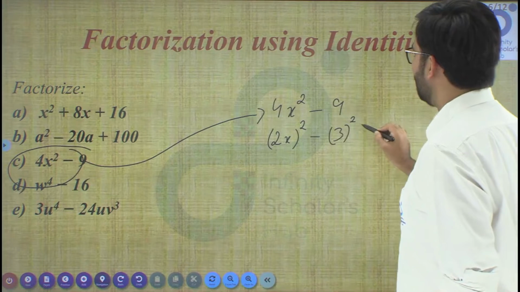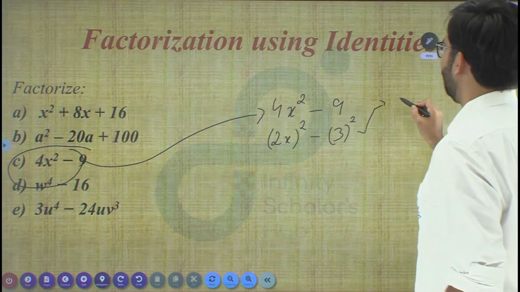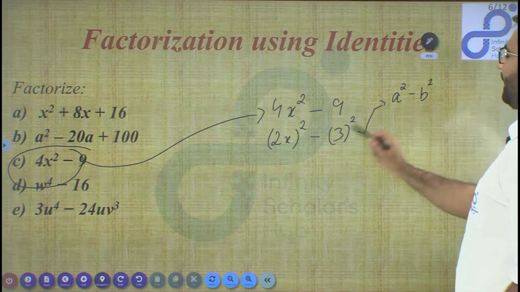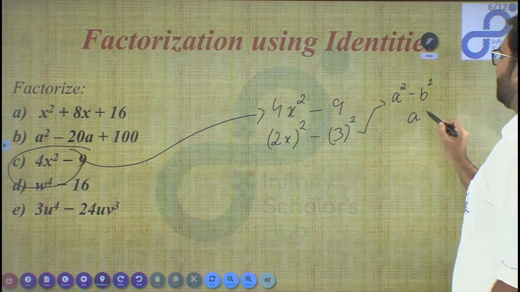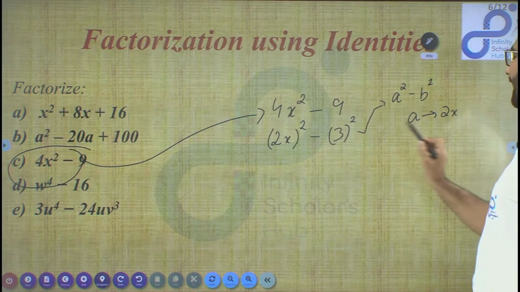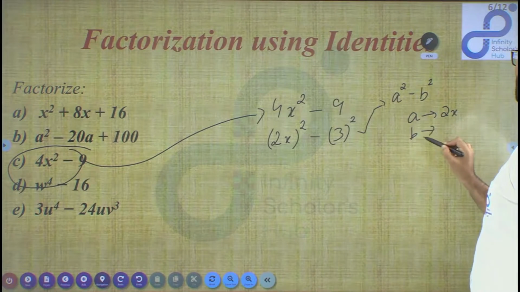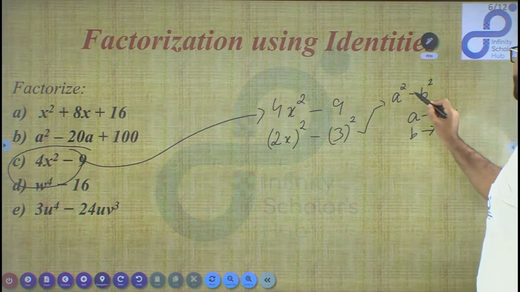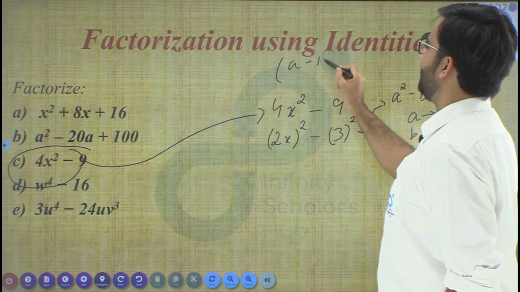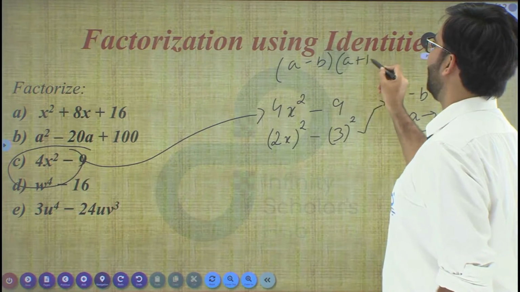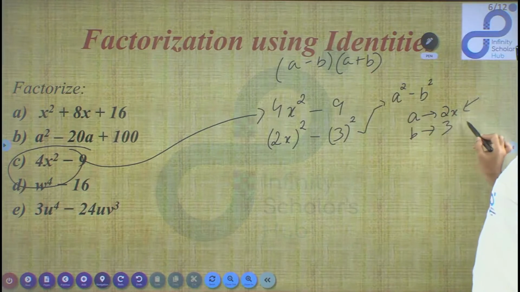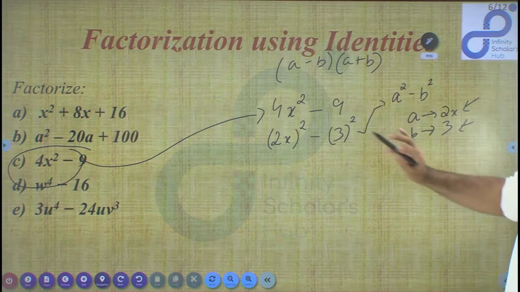Okay, so this looks similar to an identity which is a squared minus b squared. Okay, when you compare the two, you will find that your a is what? Your a is 2x and your b is what? B is 3. Now you know that the expansion of a square minus b square is what? A minus b into a plus b. Okay, so simply you have to replace a with 2x and you have to replace b with 3. Okay, and write the same thing as it is.